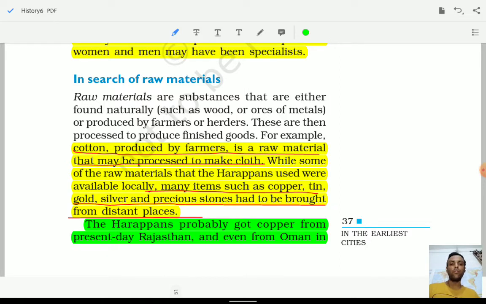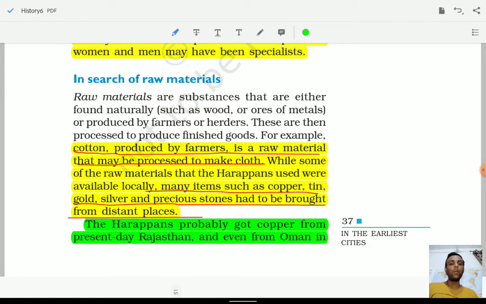Cotton was the raw material for them, which was locally available. While some of the raw materials that the Harappans used were available locally, many items such as copper, tin, gold, silver, and precious stones had to be brought from far-off places. So it will also provide us the location from where they brought these things. What things? Tin, gold, silver, and other precious stones.